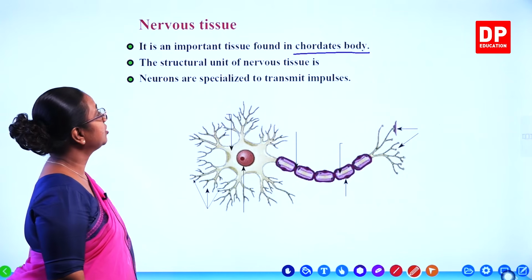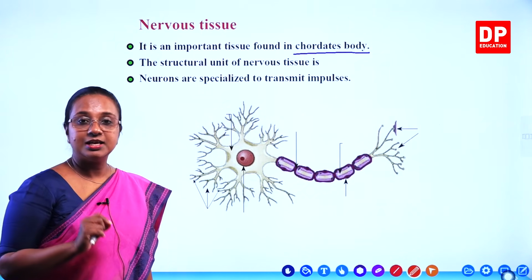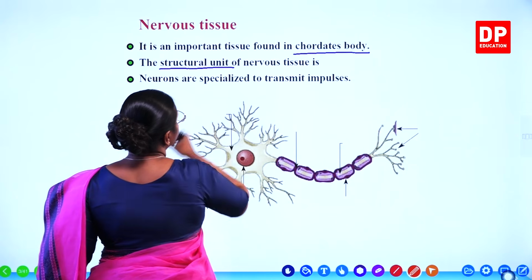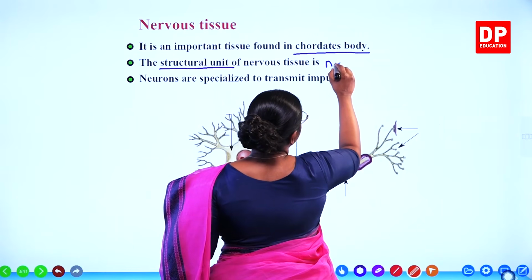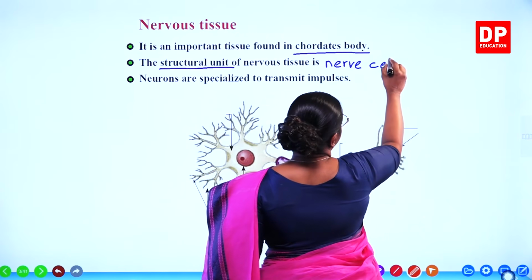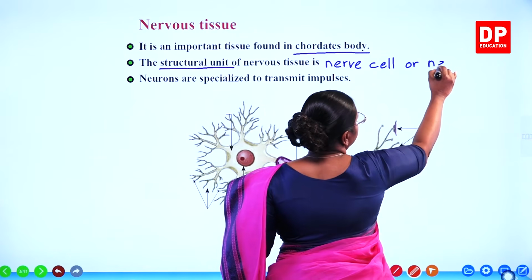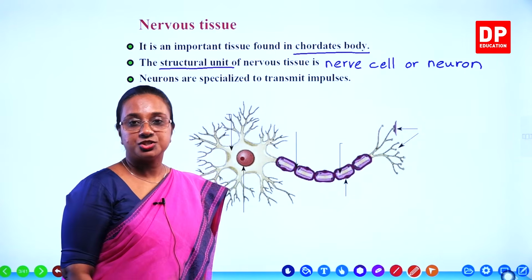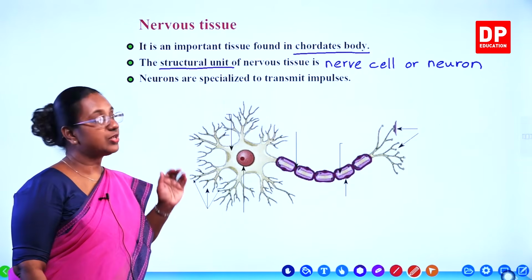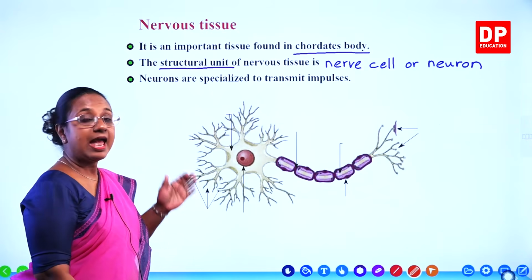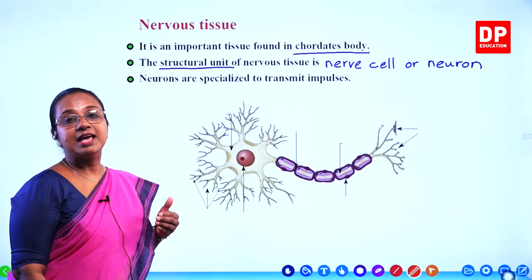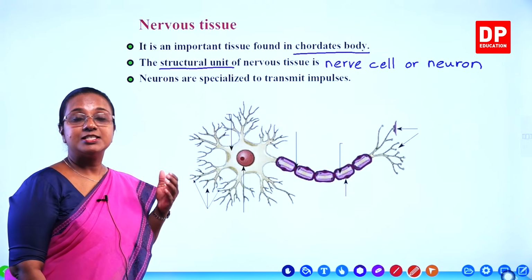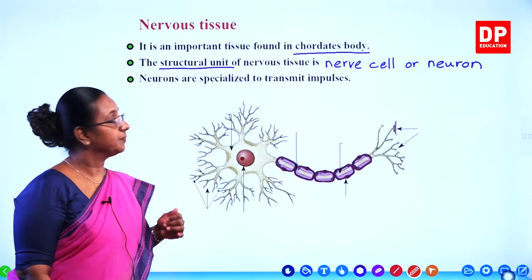And the structural unit of nervous tissue is known as the nerve cell or neuron. You have to remember, students, structural unit is called the nerve cell or neuron. This is a special name given to the structural unit. So all nervous tissues are made up of neurons. And we will discuss a little later that there are 3 different types of neurons present, depending on their structure as well as their function.